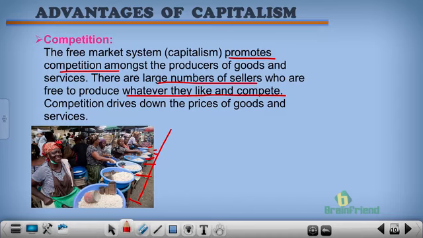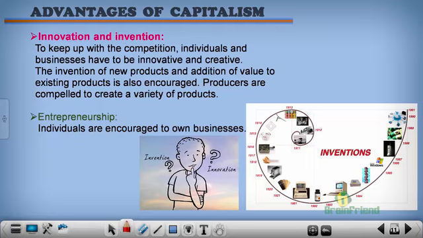Whereas this person might go on to make her own even drier just to gain more customers and then make more profit. So you see, they get to adopt different strategies and then work hard just to ensure that they stay in the market and also make profits. Having talked about competition, let's look at innovation and invention. This is one very major advantage of capitalism that brings about development in a country or in a state.